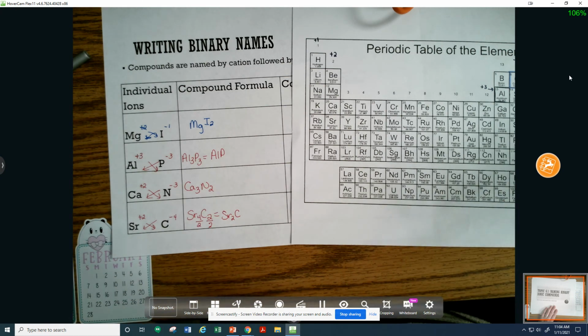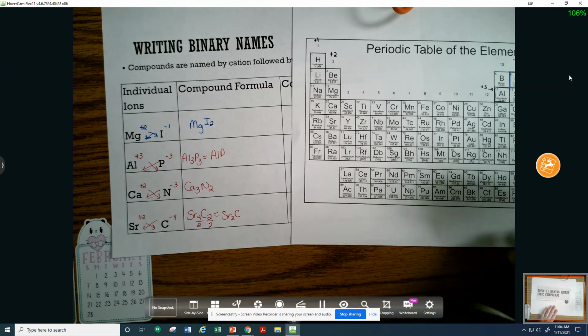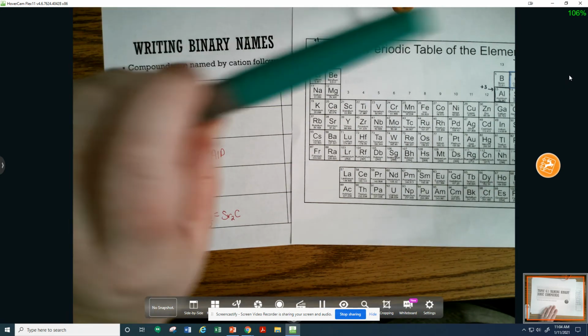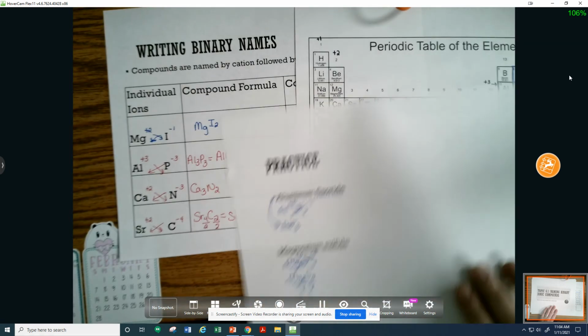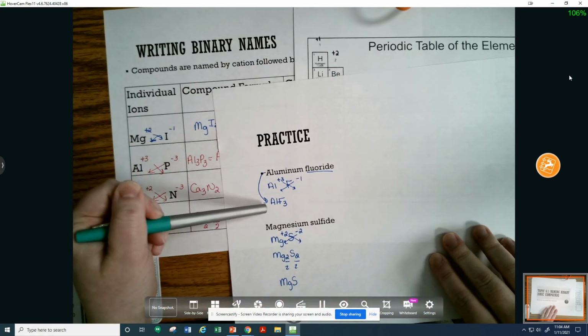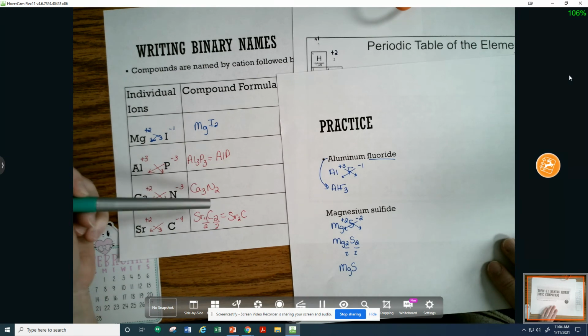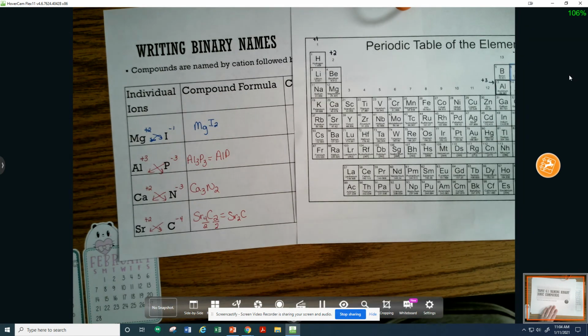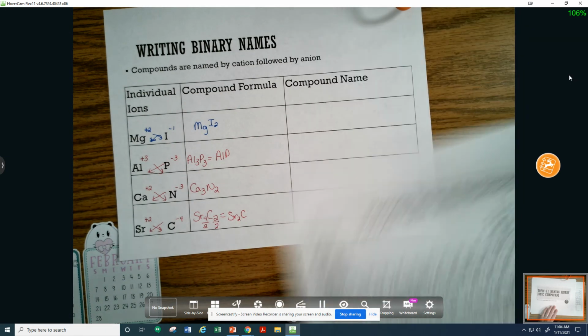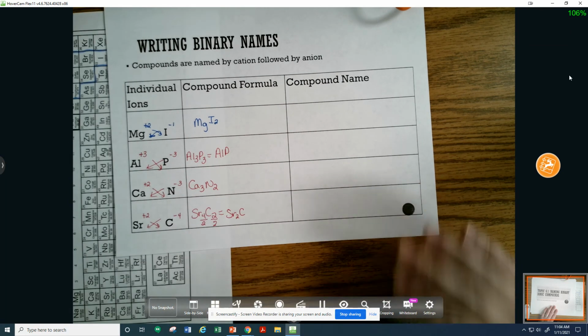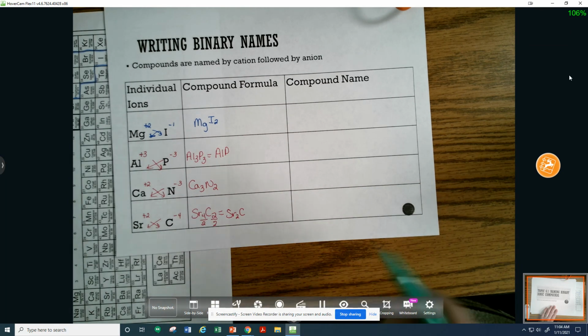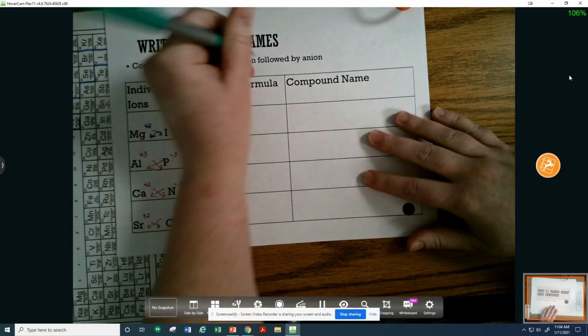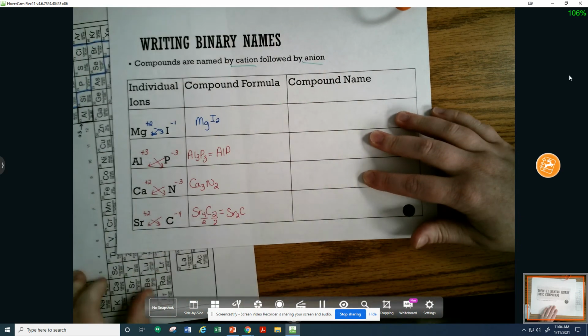So the last thing that's new in this chart then is going back to the original name. So up above in this table, we went from the name to a formula. Here we have the formula. Now we're going to name it. And so that's what this last column is for. So the part that's easy is naming the cation. That's always listed first, and that's stated up here. The cation is named before the anion.